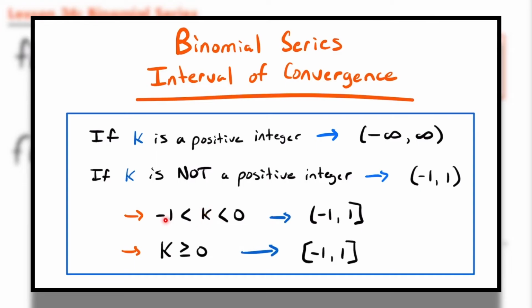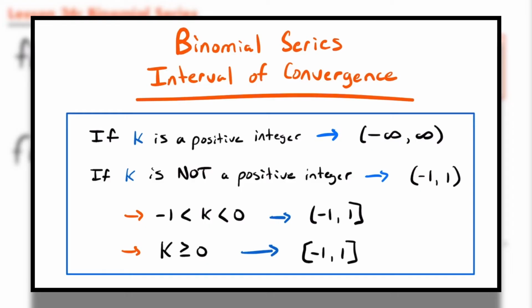If k is between -1 and 0, then the interval of convergence will change to include that endpoint of 1. And if k is greater than or equal to 0, then the interval of convergence will include both of those endpoints. All right, so for a couple examples, let's say k is equal to 2. 2 is a positive integer, so that function would result in a binomial series that converges for all values of x. If k was equal to -2, then k is not a positive integer, it's a negative integer, and -2 is not between -1 and 0, and it's not greater than or equal to 0, so that value of k would result in this interval of convergence from -1 to 1, not including those endpoints.